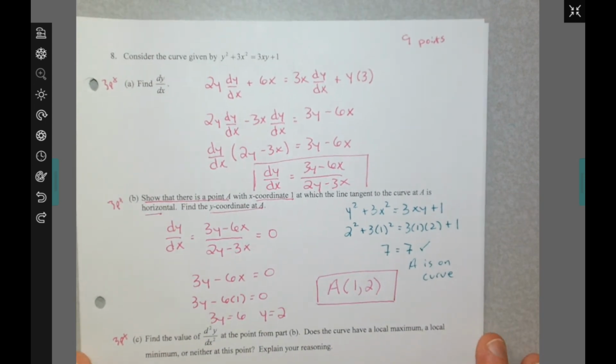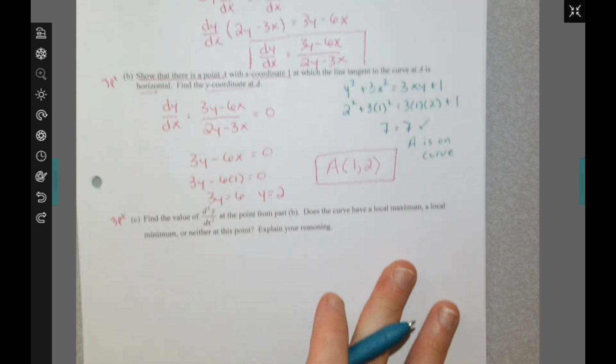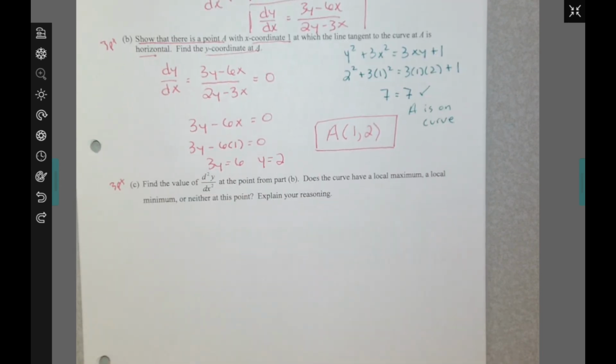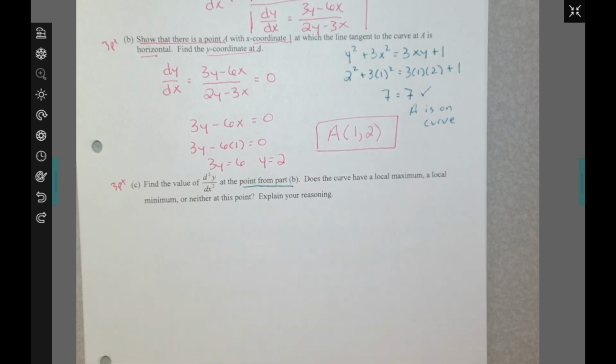So they get the problem of the 9. We're at 6 already, so we're off to a great start. Last part of this problem, 3 more points. Part C, they want you to find the value of d2y dx2, so that's the second derivative, at the point from part B, so we're dealing with the point from part B, or 1, 2.